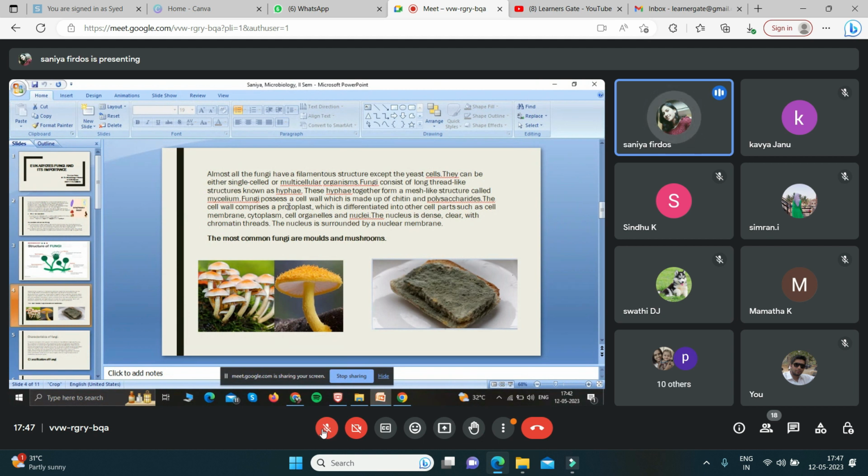The cell wall encloses the protoplast, which is differentiated into other cell parts such as cell membrane, cytoplasm, and cell organelles. And they also have nuclei. The nucleus is dense, that is thick, clear, with chromatin threads. The nucleus is surrounded by a nuclear membrane. So we can see the example of a mushroom as well as the growth of fungus on a branch.